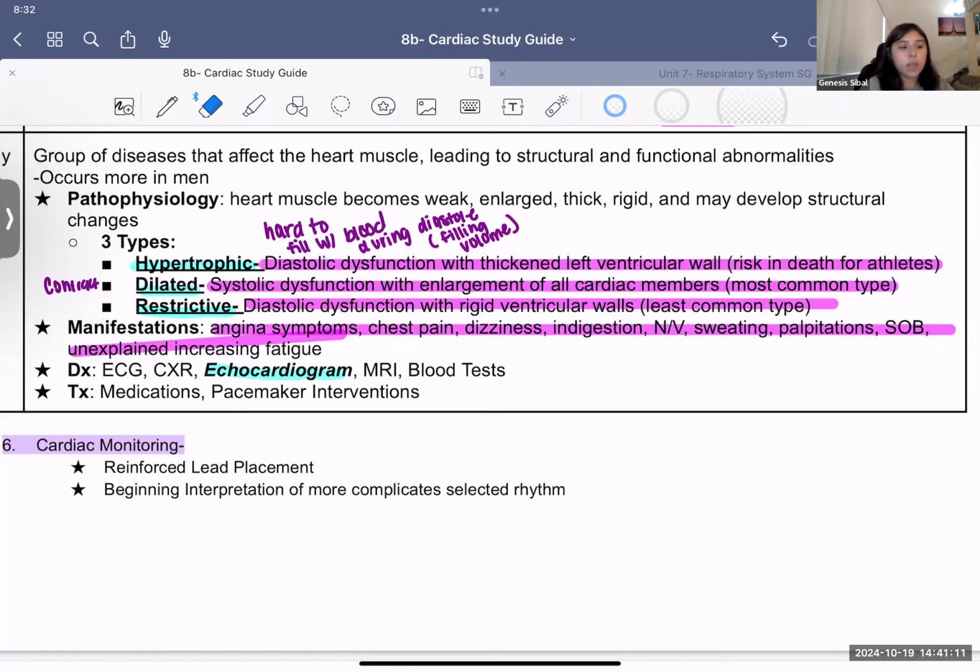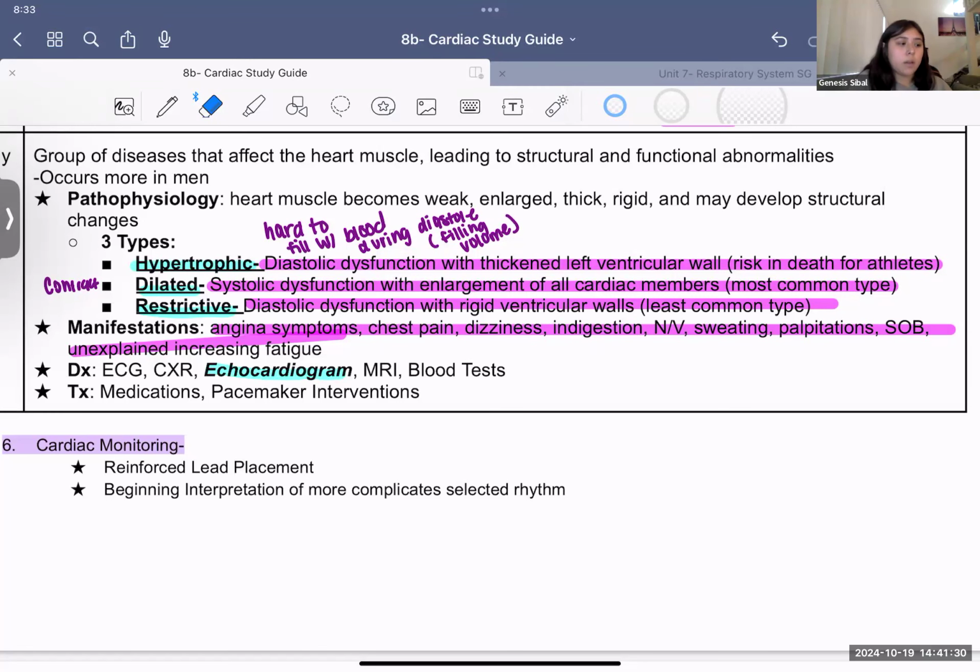Whereas with the thickened left ventricular wall earlier, we're just having a hard time filling that part up. And then with restrictive, it's also diastolic. Which is funny because the only one that starts with a D is systolic. So sometimes I try to find patterns. But restrictive, it's basically diastolic dysfunction.